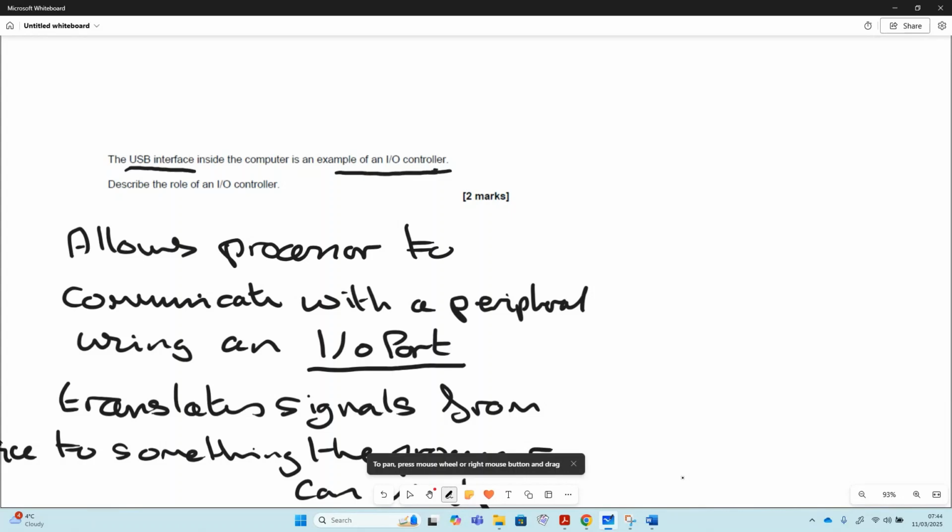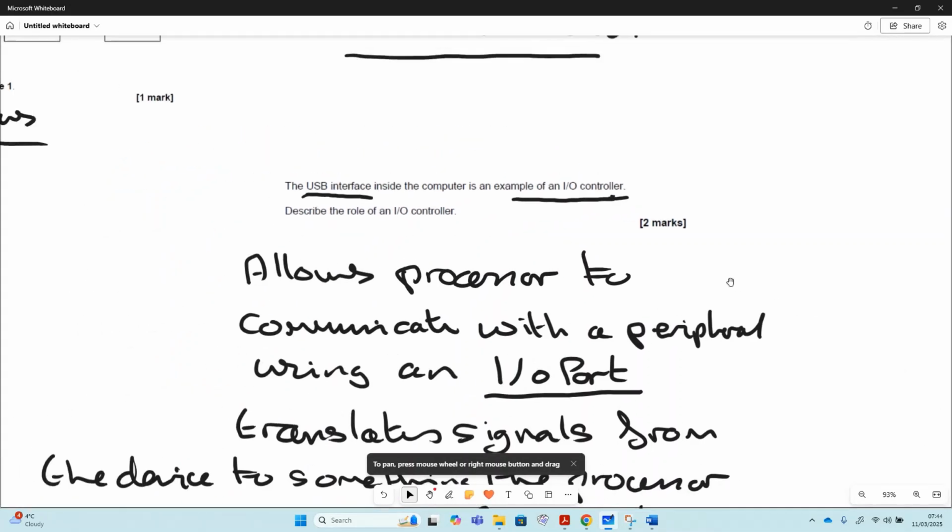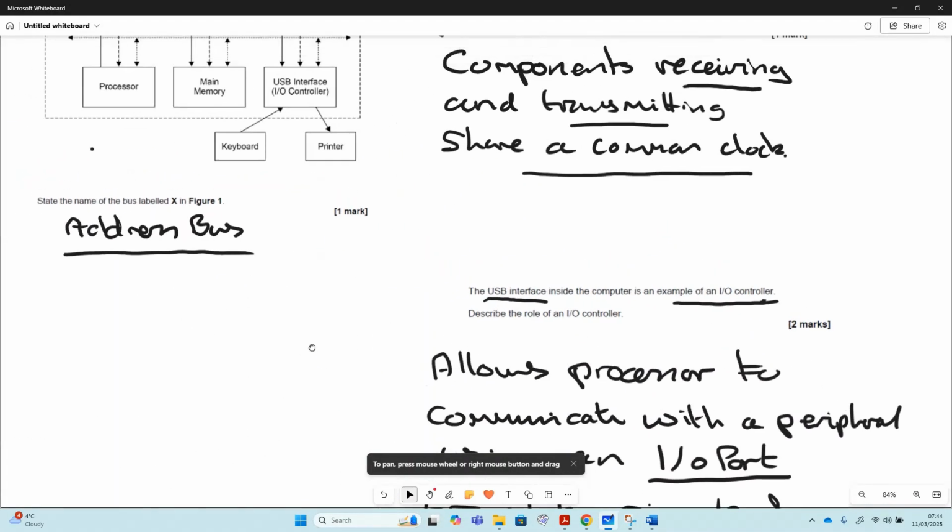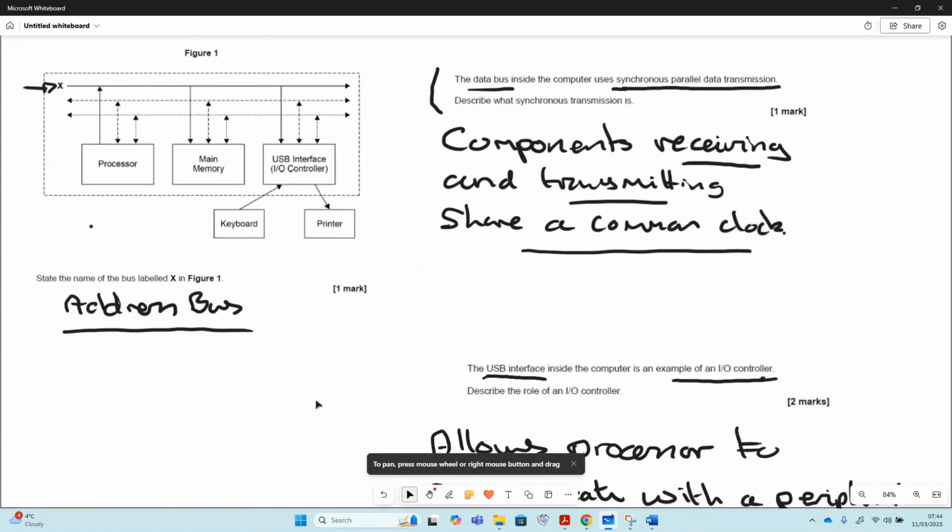So there are several things you could say about this, but really the easiest thing to remember is that it allows communication with an input-output port, you must say input-output port, and translates signals between peripheral devices and the processor so that it can read the data from the peripheral device. So that's just one or two questions there about the internal hardware of the computer.